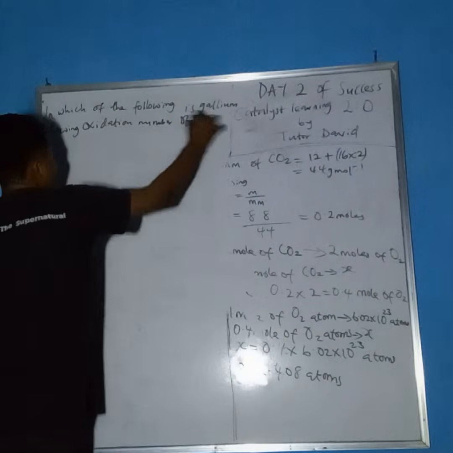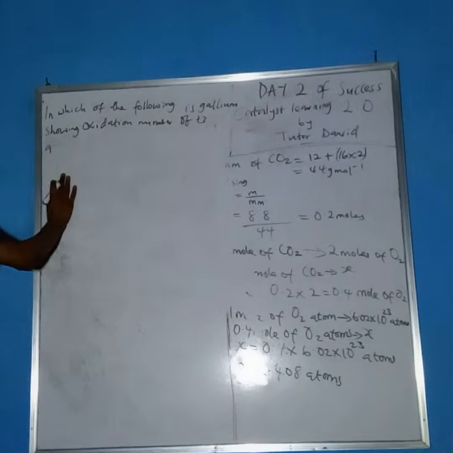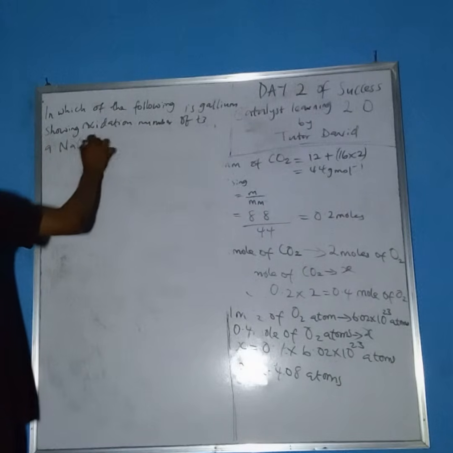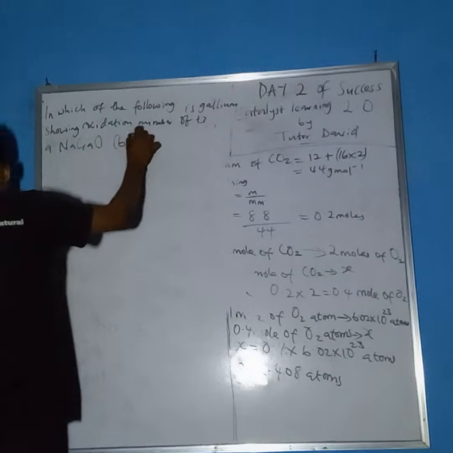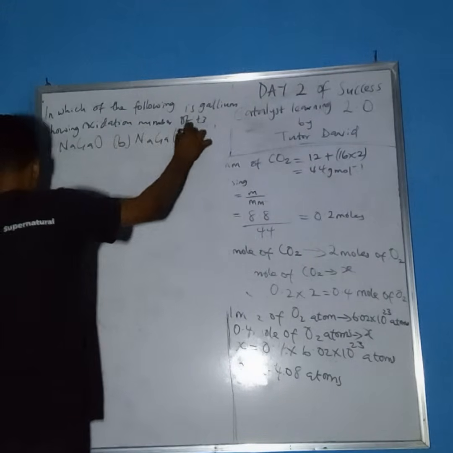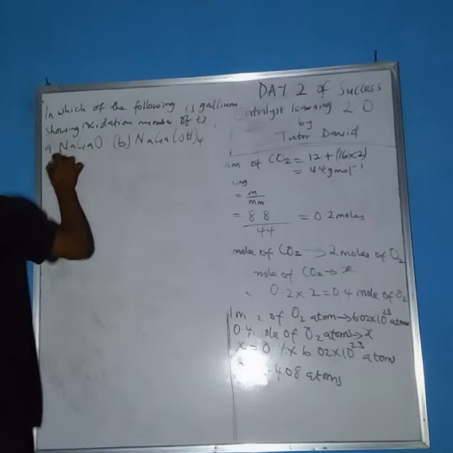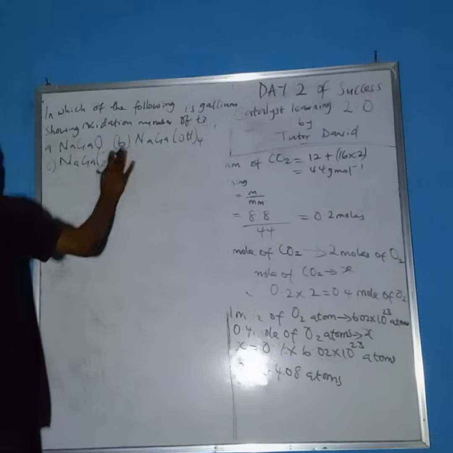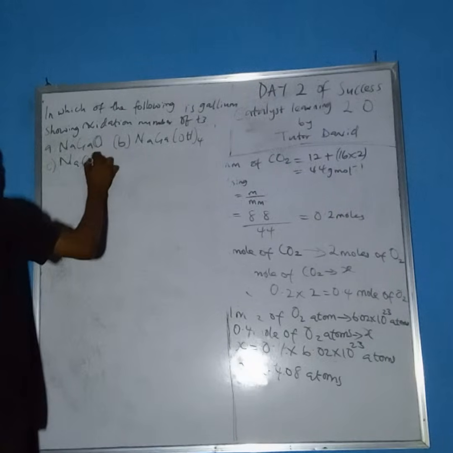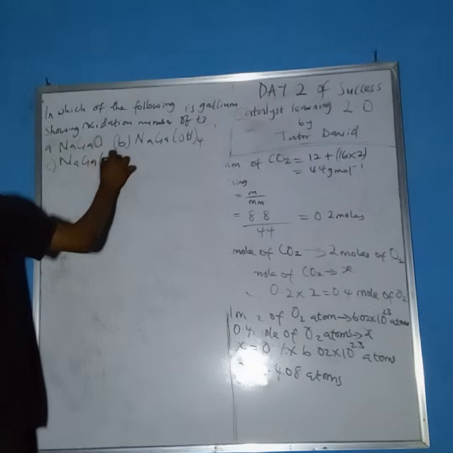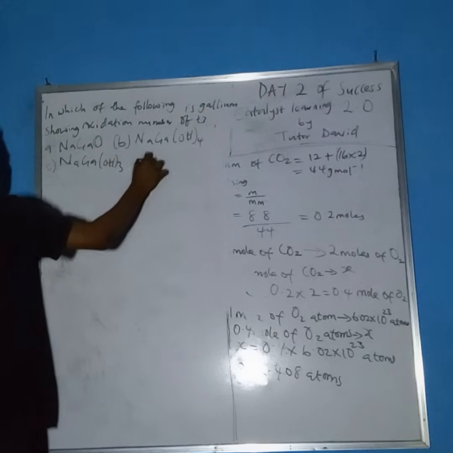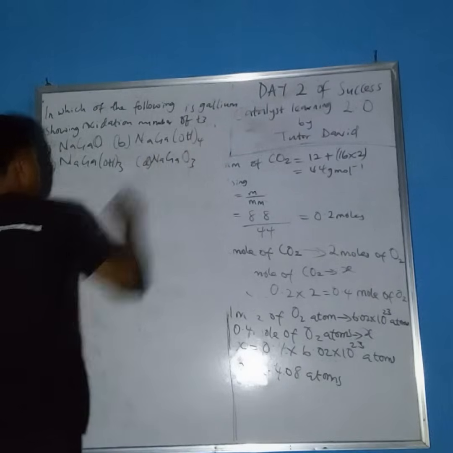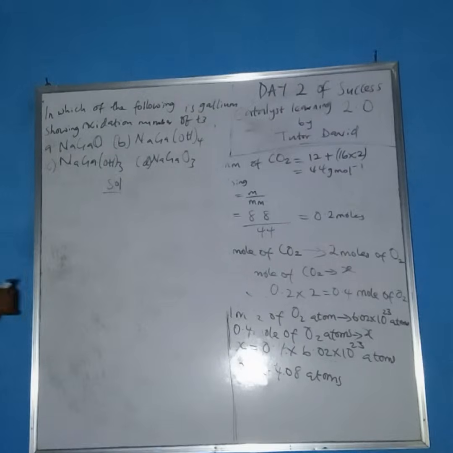The first one, option A, we have NaGaO. Option B, we have NaGa(OH)4. Option C, we have NaGa(OH)3, and option D, NaGaO3. So we are going to solve for each of the oxidation numbers. So how do we solve for this?